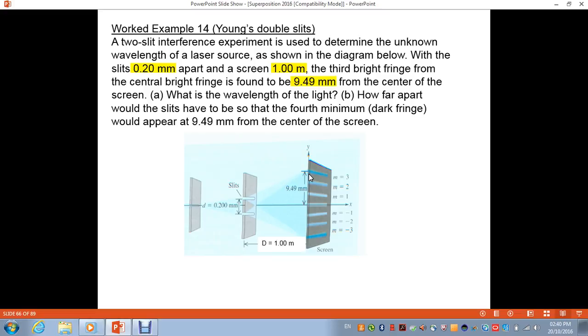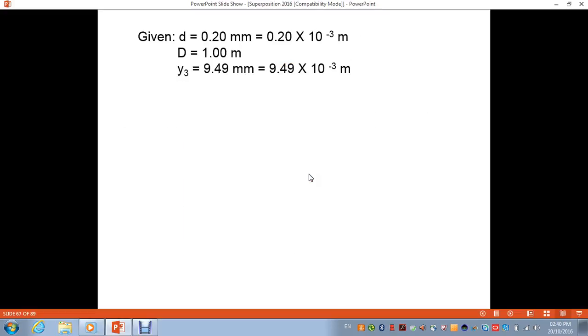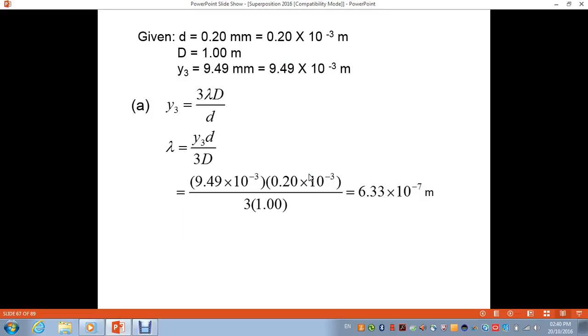Part A, you are asked to find the wavelength of the light. With the information given, to find the wavelength of the light, I need to recall the equation: y3 equals 3 lambda big D over small d. Make lambda the subject. With that, you calculate the wavelength of the light.